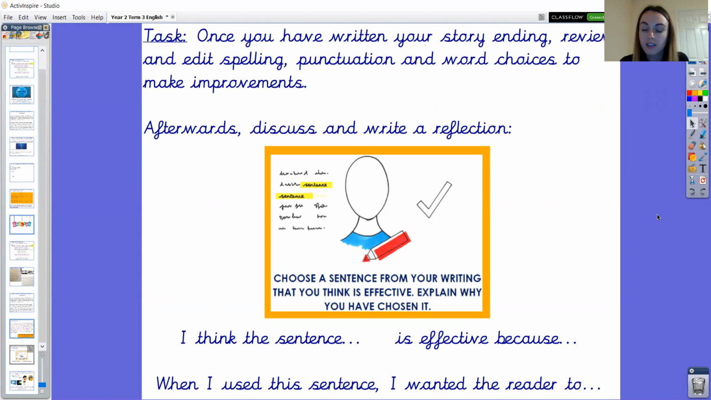But if you're going to choose to write the sentence in your reflection, you might start with, I think the sentence, and fill in your sentence, is effective because. So explain why you think it's effective. And then the next sentence says, when I used this sentence, I wanted the reader to. So perhaps think about the purpose of why we're writing today and how do you want the reader to feel or respond to your story ending. I always love reading your reflections year 2, so I can't wait to see them later on today when you upload it to Class Dojo.